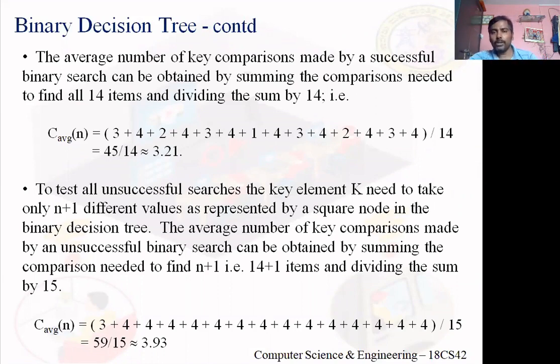Now I repeat. In the first case, the successful case, we are dividing by 14, because there are 14 elements. For each of the 14 elements, I determine the number of comparisons, sum that, and divide by 14. Here there are 15 unsuccessful possibilities. Clear? Since there are 15 unsuccessful possibilities, we are dividing by 15.